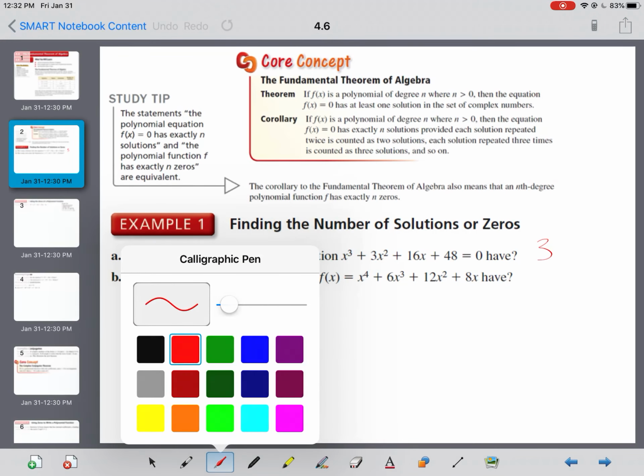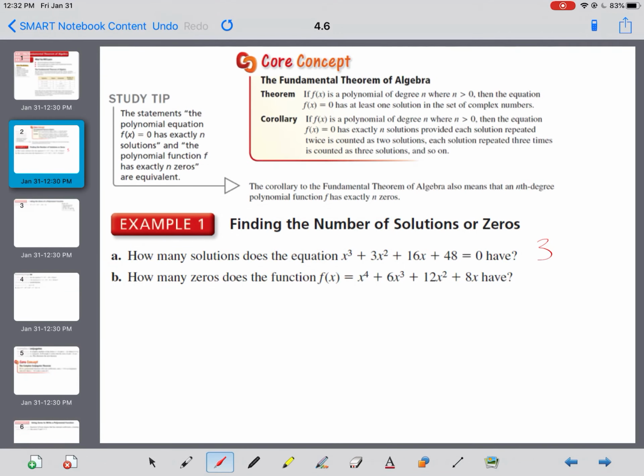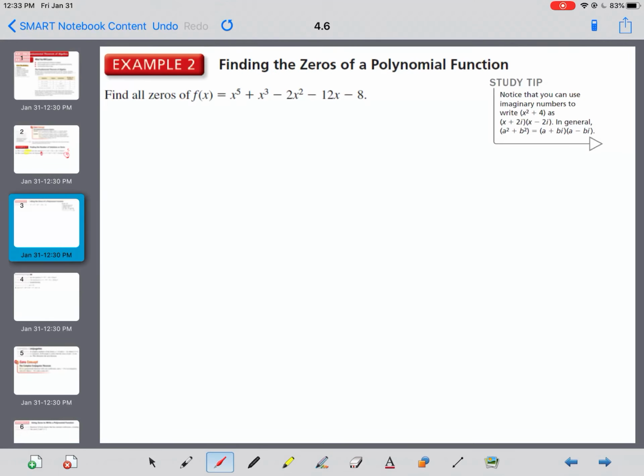Go just a little bit wider than that. How many zeros does the function f of x have? It doesn't matter. 0 solutions. These two things mean the same thing. You make that a 0, and you look at the highest exponent value. It's to the fourth. Should have 4 solutions. Now, it's not saying which ones they are. We can use Desmos graphing calculator or factor and solve, or you can use the rational root theorem, all of those kinds of things. So, finding the zeros of a polynomial function.